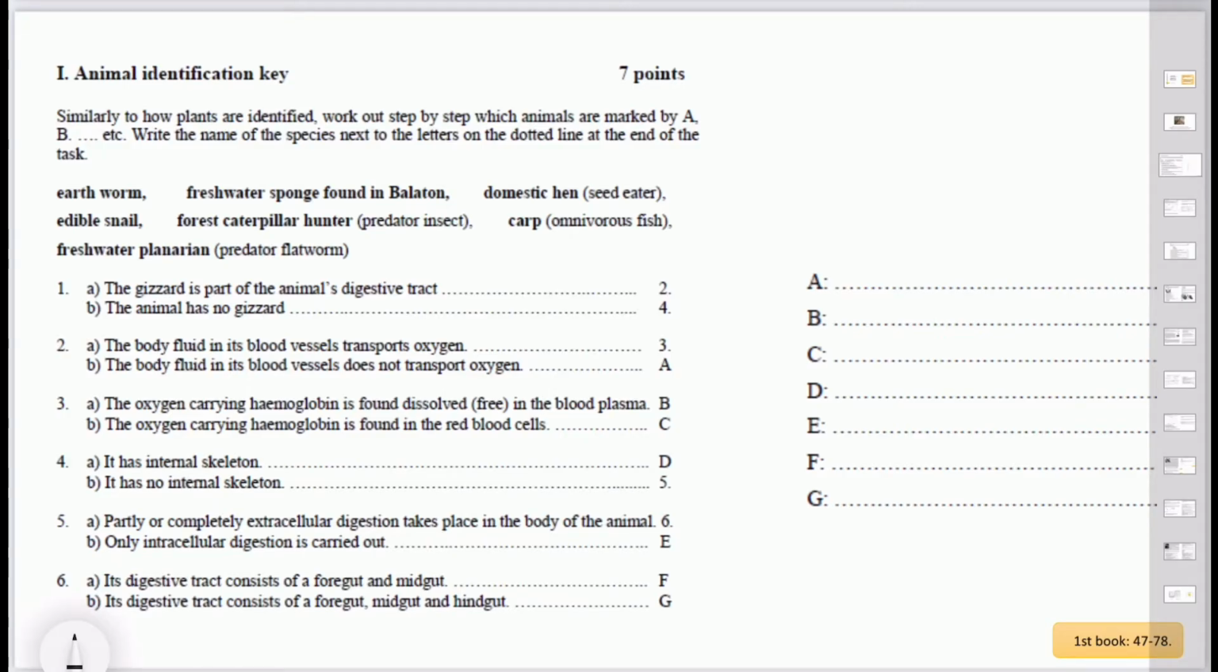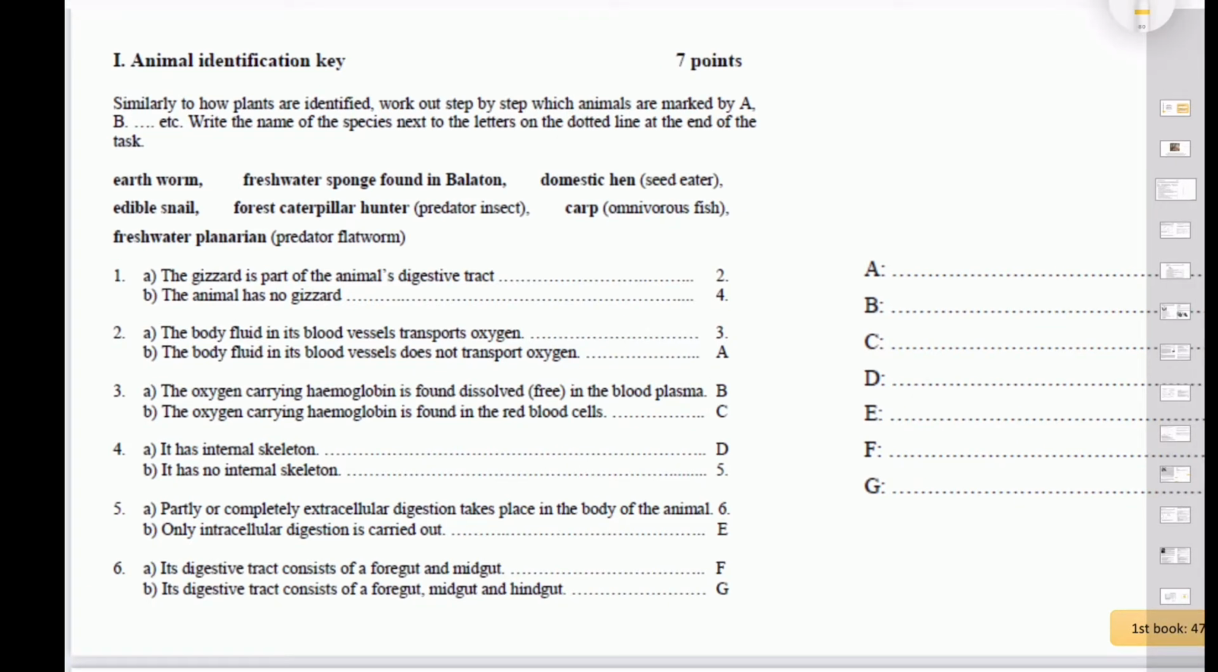So let's look at the first exercise, animal identification key. Similarly to how plants are identified, work out step by step which animals are marked by A, B, etc. Write the name of the species next to the letters on the dotted line at the end of the task. You can see the animals listed and then the dichotomous key itself, which is really easy to use.